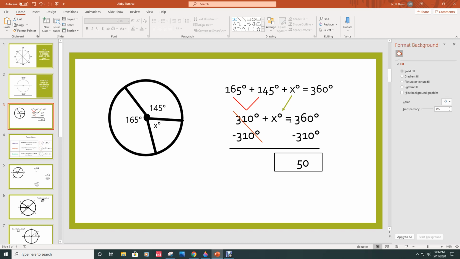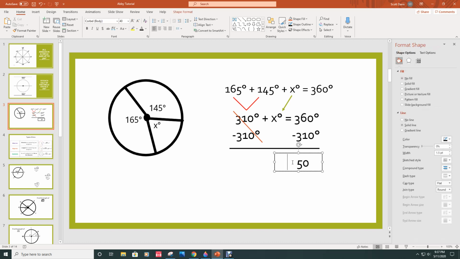Got our equal sign here, so on this side over here we are going to take away 310 so that it cancels out and it's gone. And then we're going to take away 310 on this side as well. So when we do 360 minus 310, we are left with 50. So we know that X equals 50. Okay?